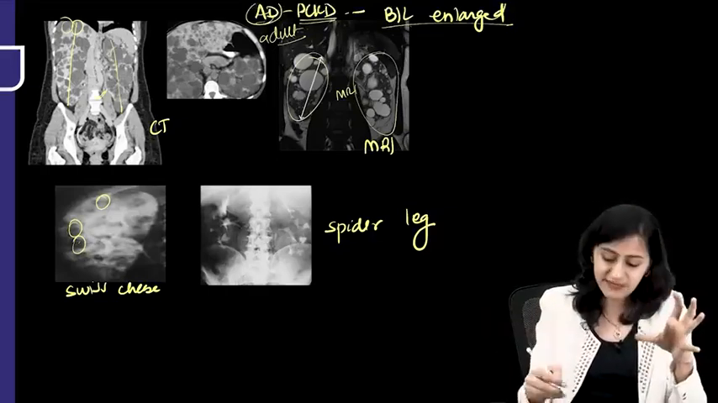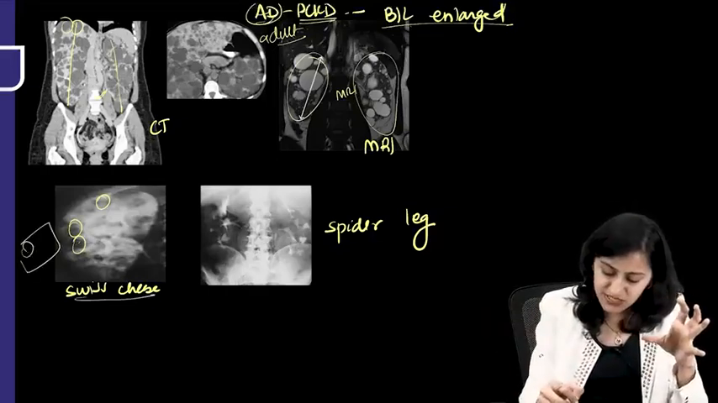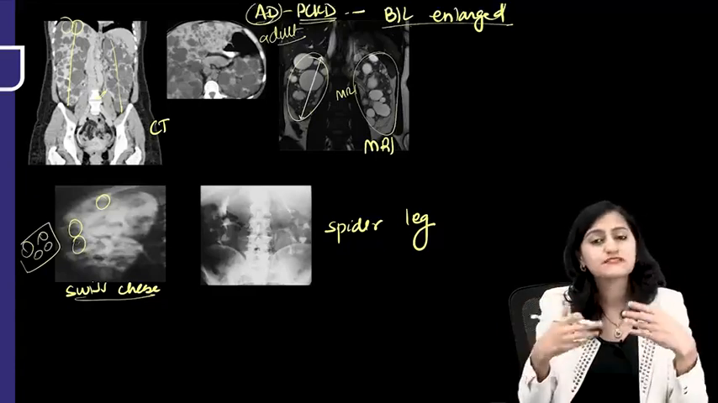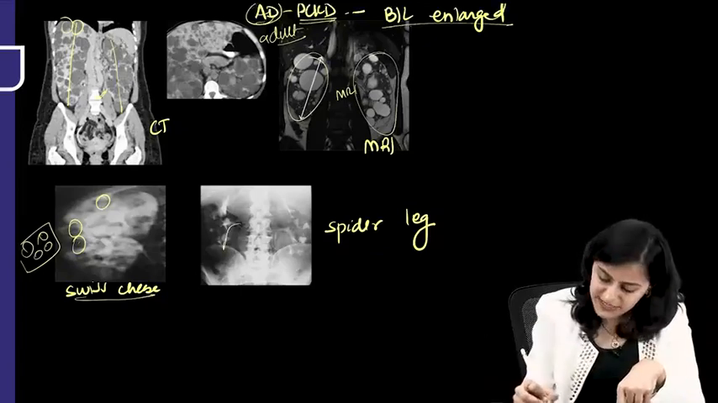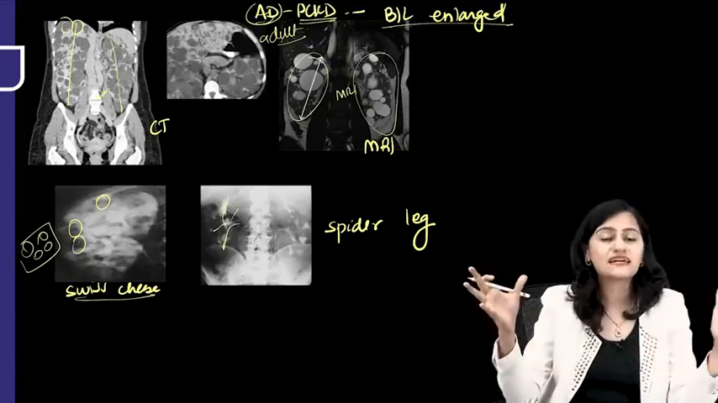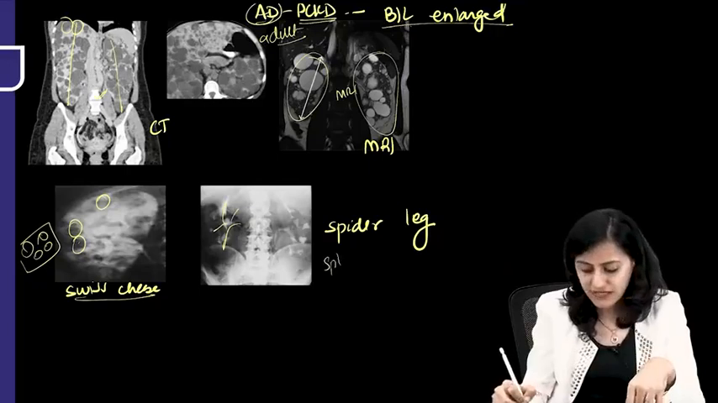They will show the filling defects like a Swiss cheese. So Swiss cheese has those multiple holes. So Swiss cheese appearance. In the later phase of IVP, we have already seen it will show this spider leg appearance because of the splaying of the calyces.